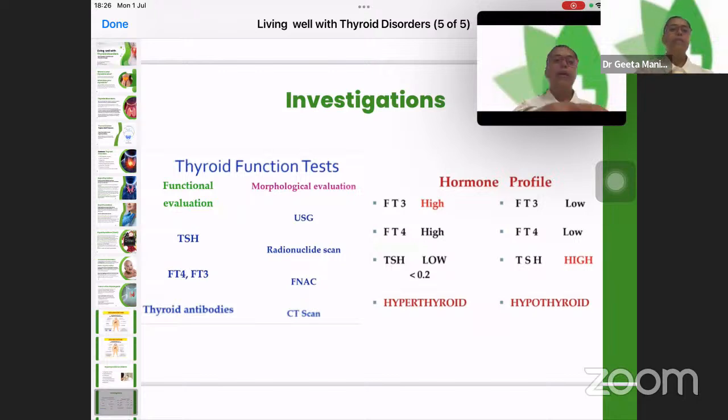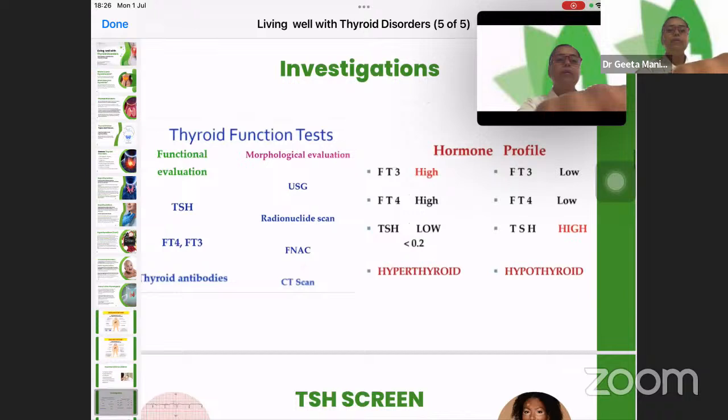Okay. And hormone profile. If the T3 and T4 are high and TSH is low, because T3 and T4 are high, the pituitary thinks that there's enough hormone, so it will lower the TSH. That is hyperthyroid. Whereas if in the bloodstream the FT3 and FT4 are low, the brain gets the signal that the thyroid hormones are low. So it produces more and more TSH. The pituitary will get stimulated, so the TSH will be high, and FT3 and FT4 will be low in hypothyroidism cases.